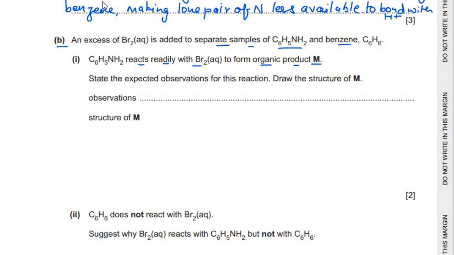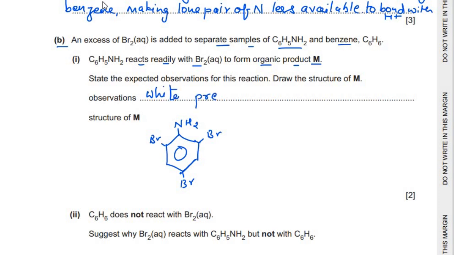Now phenylamine and phenol both react in the same way with bromine, and that also without a catalyst. So this is the phenylamine structure I have drawn, and when bromine reacts with it, all the 2, 4 and 6 positions are occupied by bromine, and this is the compound formed, and so the observation is a white precipitate.